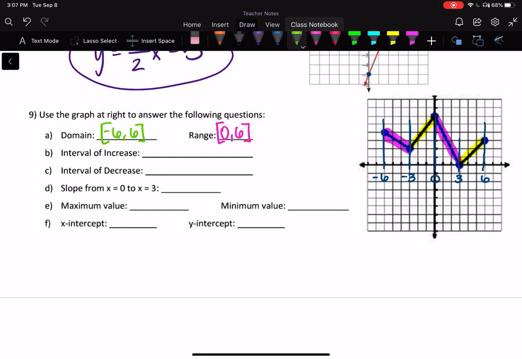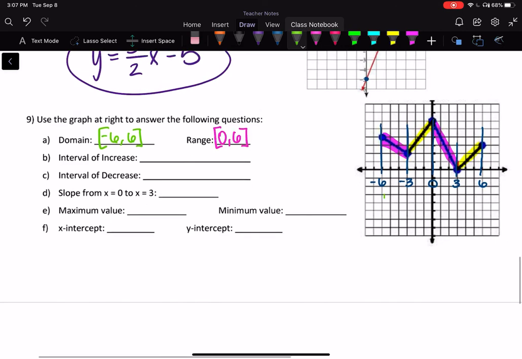Between -6 and -3, I'm decreasing. Between -3 and 0, I'm increasing. Between 0 and 3, I am decreasing. And between 3 and 6, I am increasing.